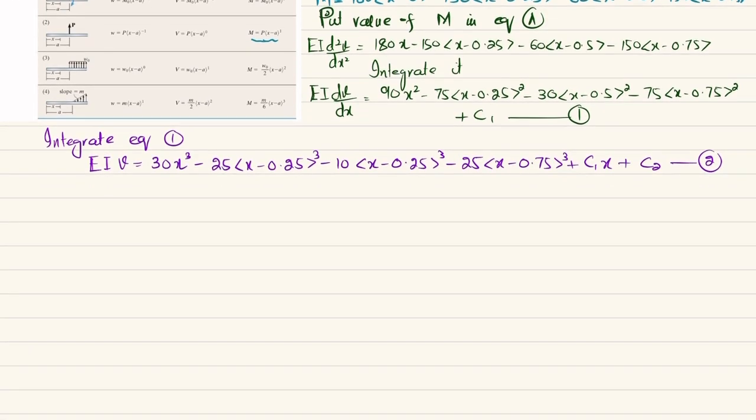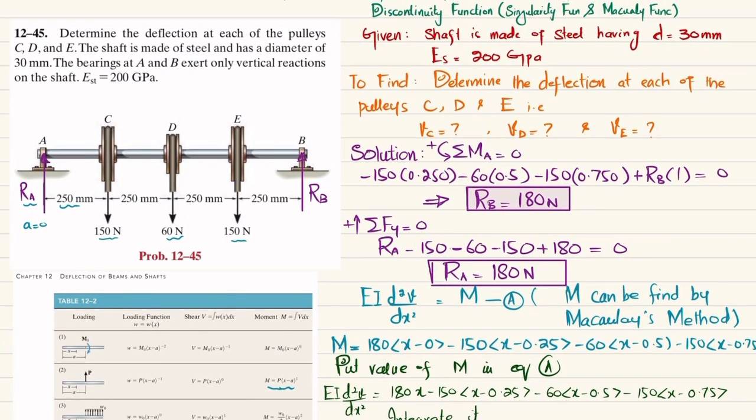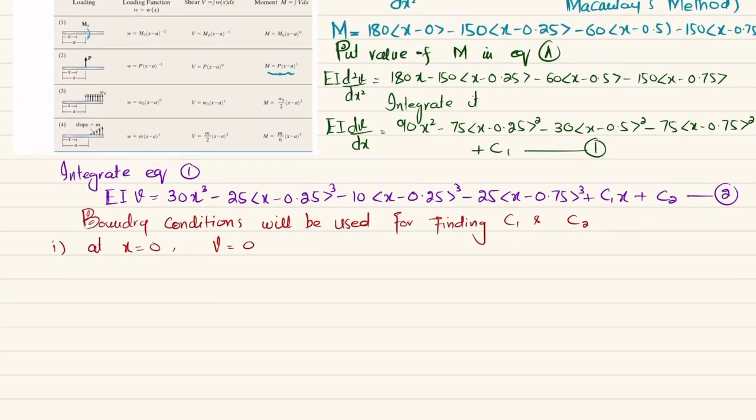Now C1 and C2 are unknown constants of integration, so we will use boundary conditions for finding C1 and C2. The first boundary condition is that at x equal to 0, we have deflection equal to 0. So let me show you over here. You can see at point A, x is equal to 0, so we have deflection equal to 0 because there is a journal bearing or support.